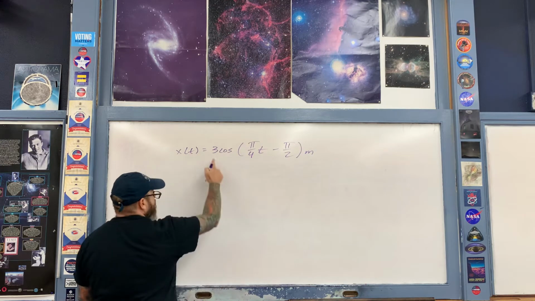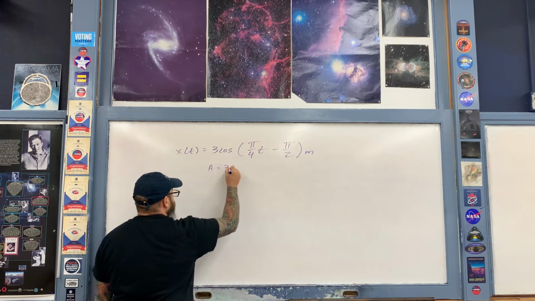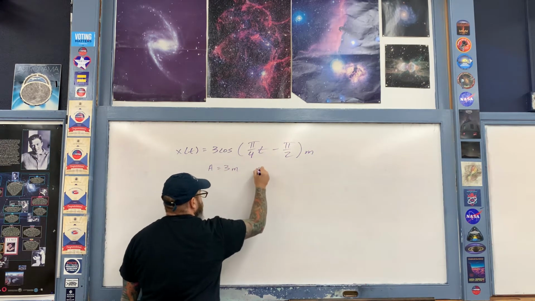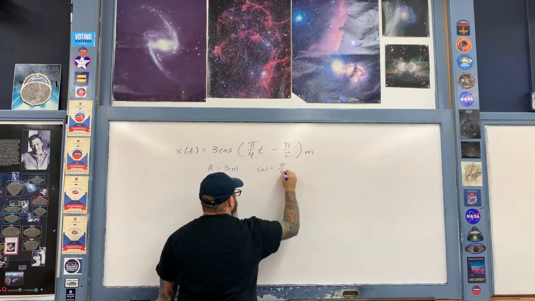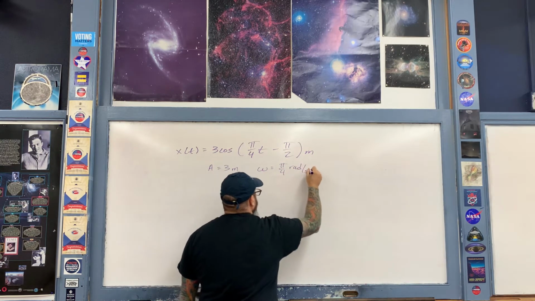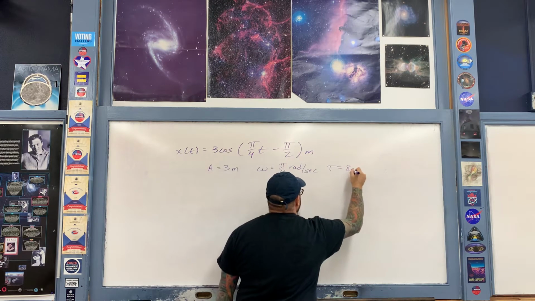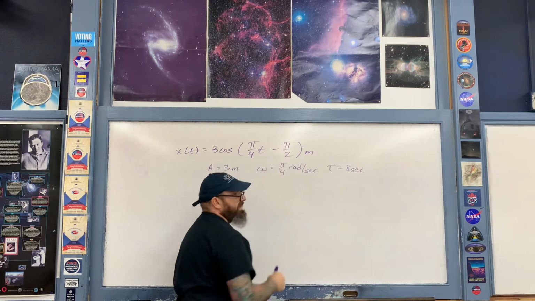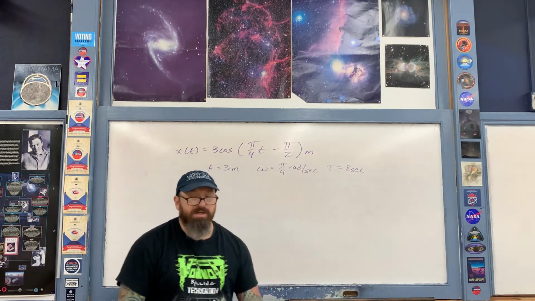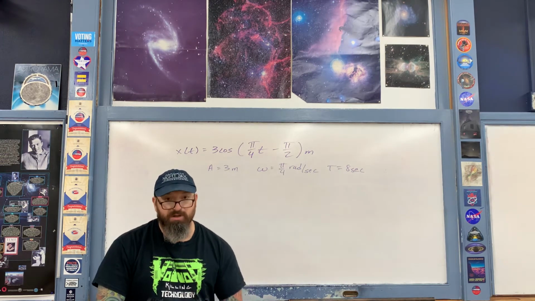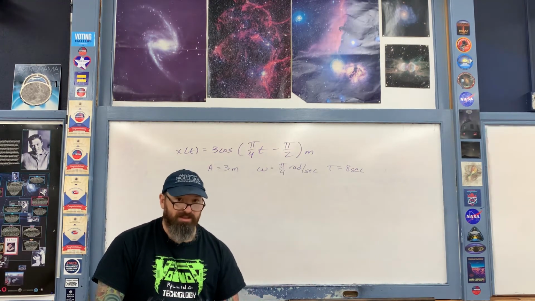For example, the amplitude is still 3 meters. The angular frequency, omega, is still pi over 4 radians per second. And therefore the period, capital T, is still 8 seconds. And now I have this phase angle here, this pi over 2. This mathematically accounts for starting the clock at a different point in the oscillation.